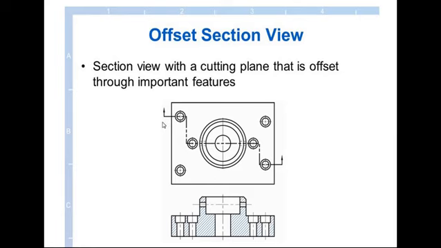One more example of this offset sectional view. These holes are not in one line. These holes are offset from each other, this hole and this hole. So we have taken an offset cutting plane, a bending cutting plane. It will pass through this and this. Then we will remove the portion, and then we will get this image. So this is here, this is here, and this is here.